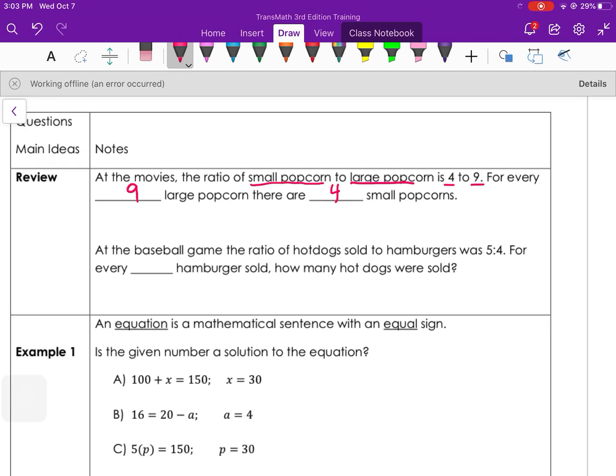At the baseball game, the ratio of hot dogs sold to hamburgers was 5:4. So this is hot dog and then to hamburger, is 5:4. So for every 4 hamburgers sold, how many hot dogs were sold? And you would say there's 5. So for every 4 hamburgers sold, they sold 5 hot dogs.